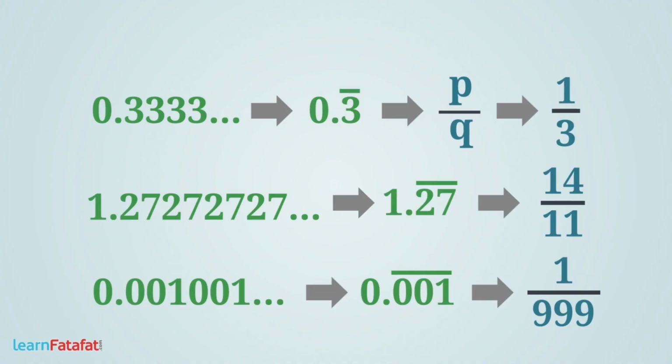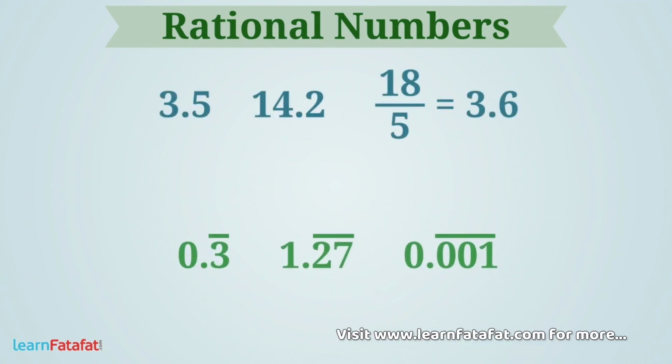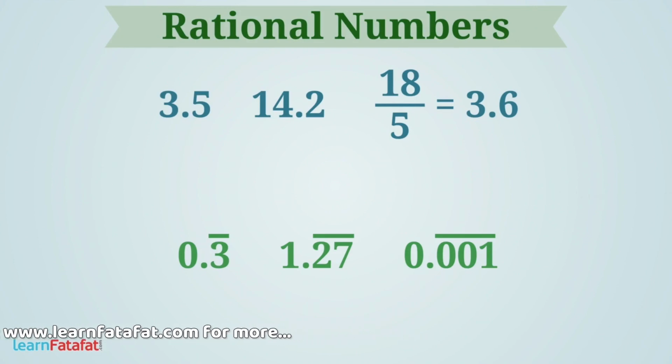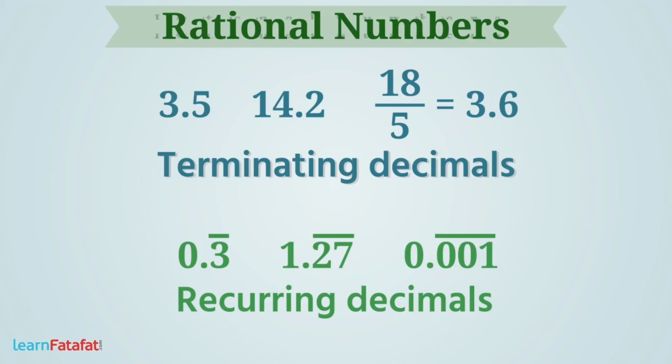So these are also rational numbers. So from the previous example and these examples, we can say that all numbers, whether they are terminating decimals or recurring decimals, are rational numbers as well.